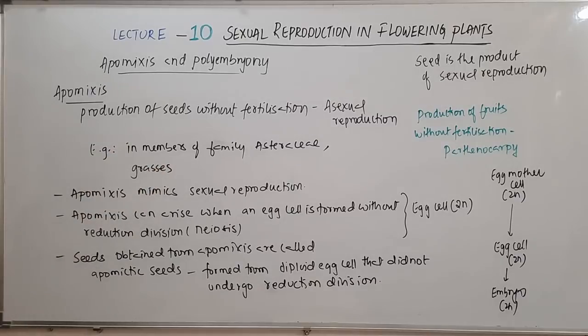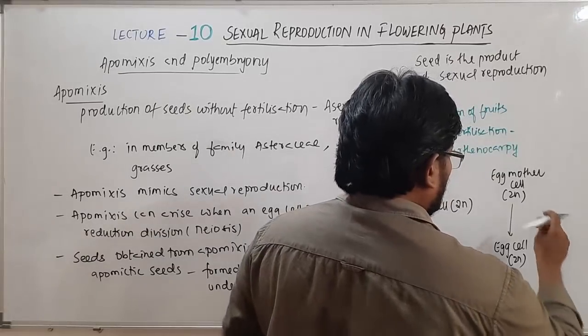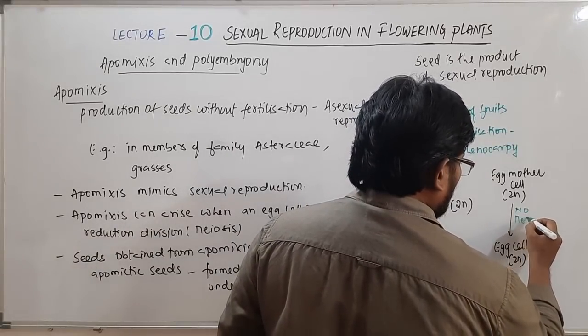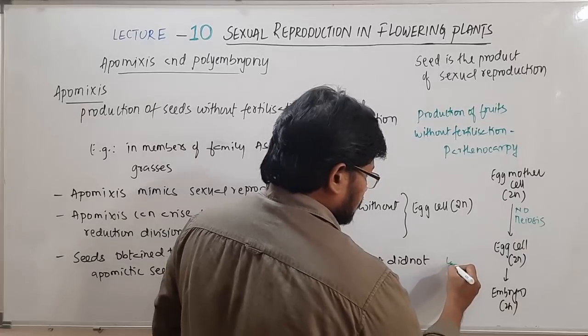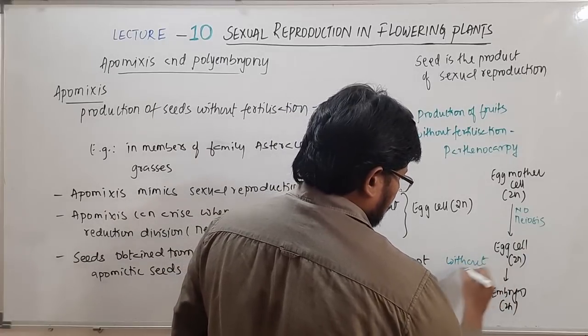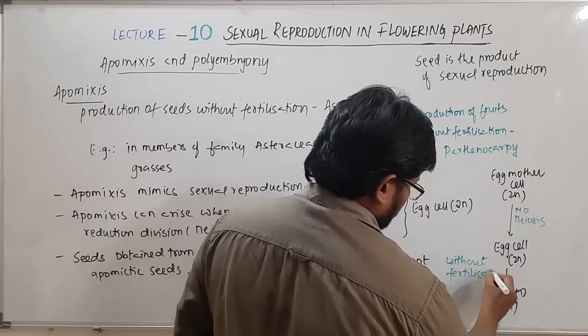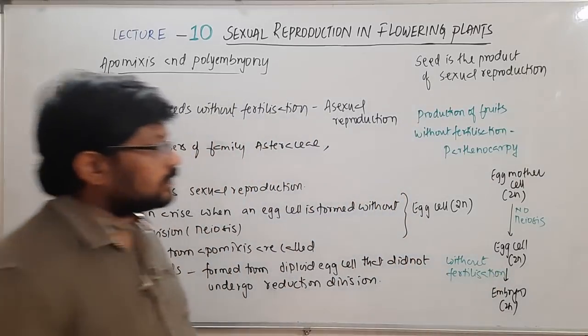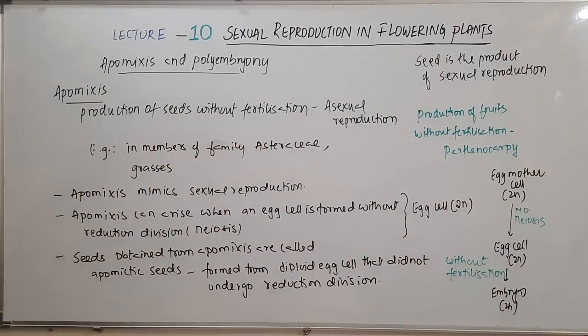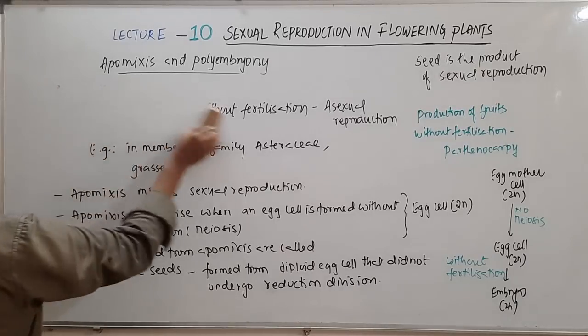Where, as I have shown you, the egg mother cell without meiosis can directly develop into a seed, and those seeds are called apomictic seeds. So here I'll just mention: no meiosis and without fertilization. I hope that part is clear. Now let's see about polyembryony.